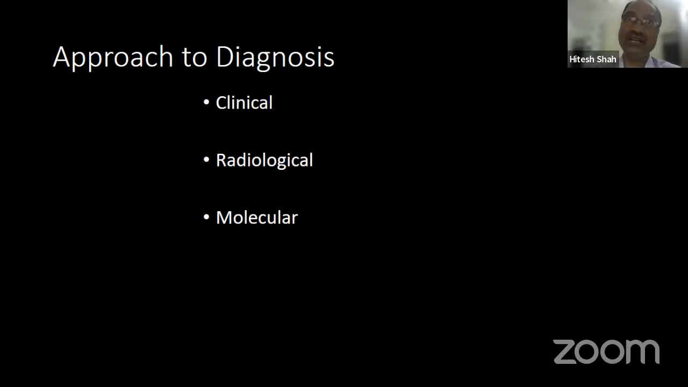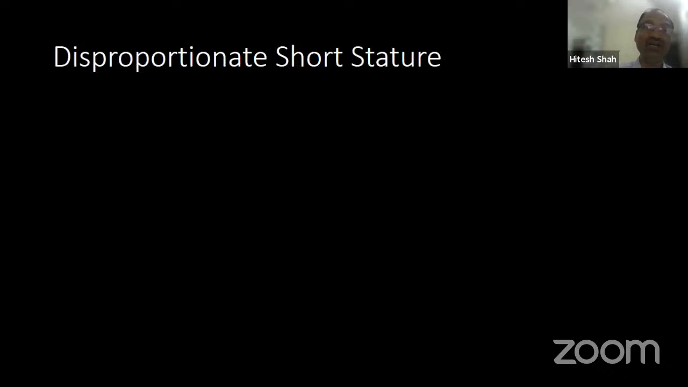Then came the molecular level, what type of gene is involved. So we need to have a combination of all clinical, radiological, and molecular diagnosis. We'll go one by one. I'm not going to discuss the molecular level, but what is relevant in short stature. The very important issue with the type of skeletal dysplasia, the commonest thing is disproportionate short stature. There are thousands of causes for proportionate short stature, like physiological, constitutional, endocrinal. But whenever a child presents with disproportionate short stature, the most common cause is skeletal dysplasia.